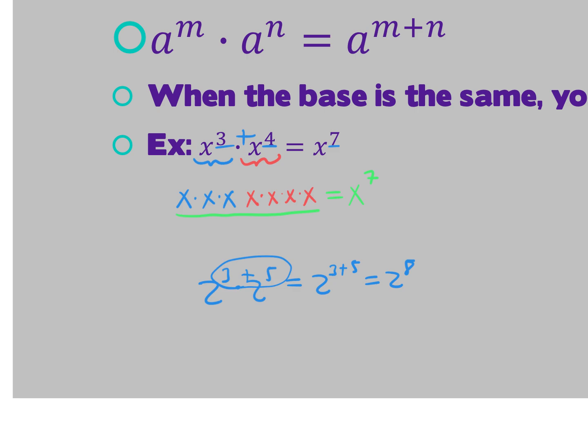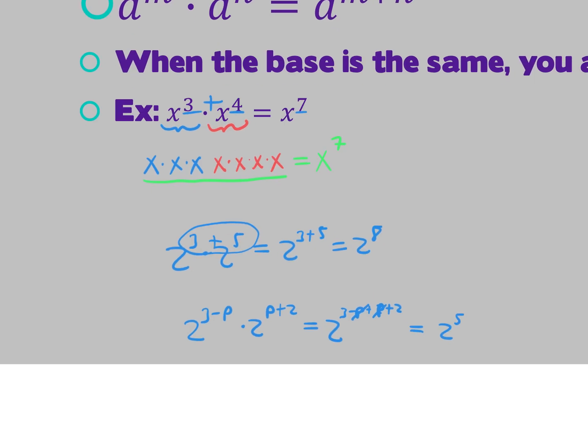Maybe in some homework problems, you see that we threw in some variables. If I had 2 to the 3 minus p times 2 to the p plus 2, you're still going to add those exponents. So it's 2 to the 3 minus p plus p plus 2. This p and this p cancel out, and you're left with 2 to the 3 plus 2, so 2 to the 5th. If I did have a variable in the final answer, like maybe this was plus w, then it would just be my final answer plus w. I'm allowed to have a variable in the exponent.